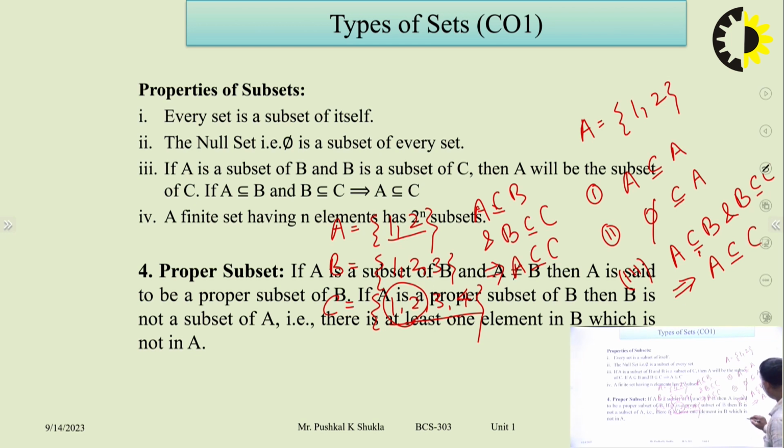Next, the fourth property is: a finite set containing n elements has 2 power n subsets.